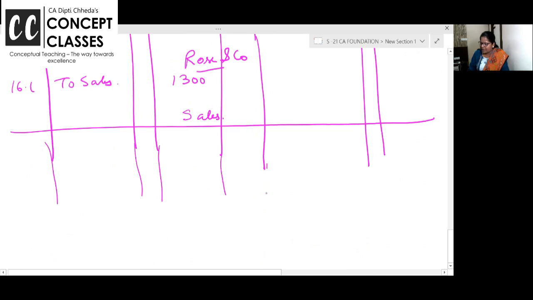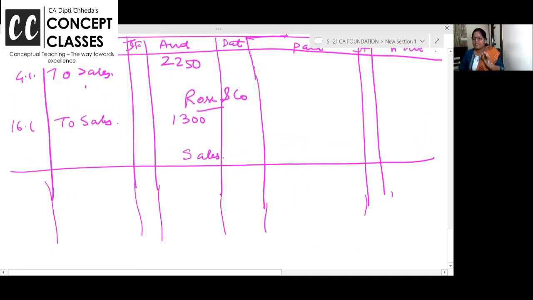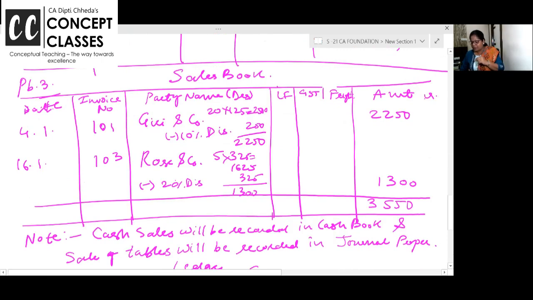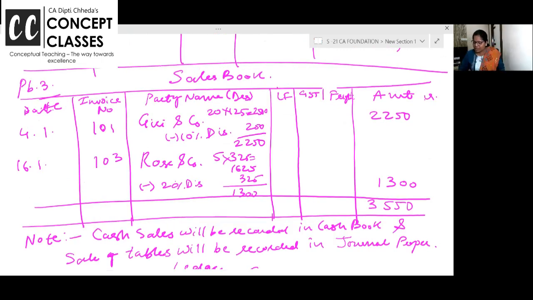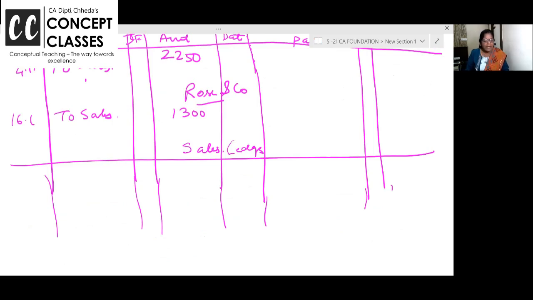Sales account, credit side. Now here is the point where students make mistakes. In the sales ledger, both postings will come. Where are you recording cash sales? Cash book. Where are you recording credit sales? Sales book. Both postings will go in the ledger. How will it go? Write down.